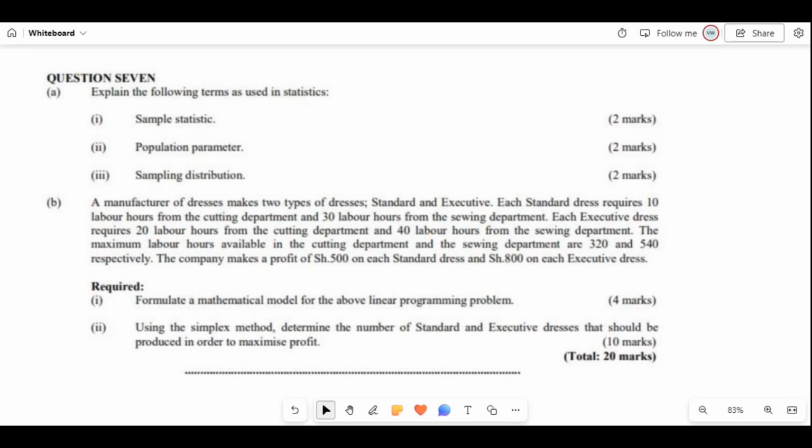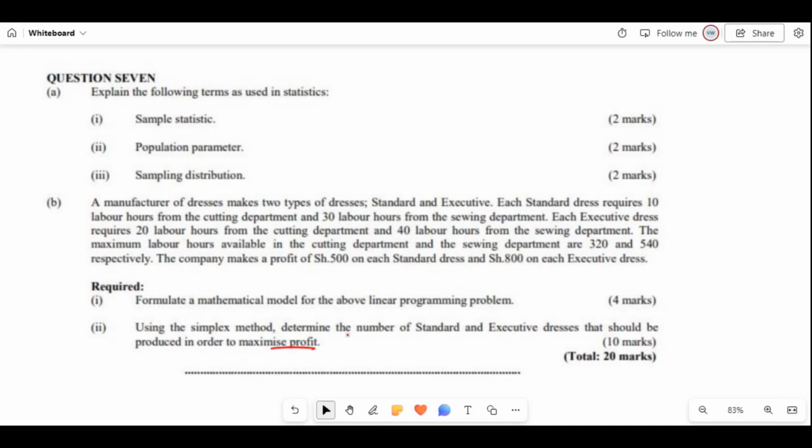In this question, because we are given the profit for each unit of the standard dress and each unit of the executive dress, we consider this a maximization problem. Alternatively, the question has still said under Roman 2 that we determine the number of standard and executive dresses that must be produced in order to maximize profit. Just by saying in order to maximize profit, that is another indicator that there is a maximization problem.